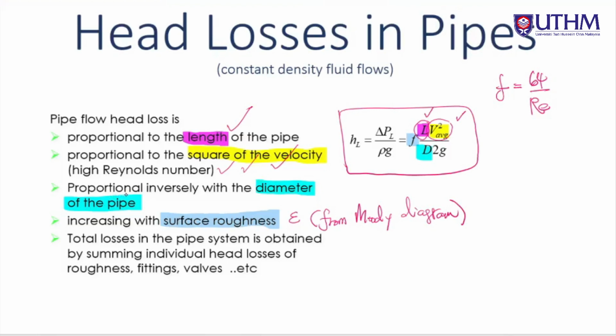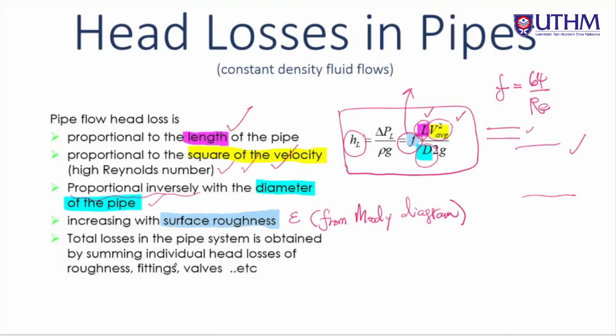Okay. Dia juga inversely proportional to the diameter of the pipe. So, if let's say diameter pipe lagi besar, lagi bagus lah. Kalau diameter lagi kecil, lagi tinggi losses dia. Dia terbalik. That's why dia kata proportionally inversely. And also dia increasing with surface roughness. So surface roughness kan daripada surface friction kat sini. Friction factor kat sini. So lagi tinggi surface roughness, lagi tinggi the value of head loss.